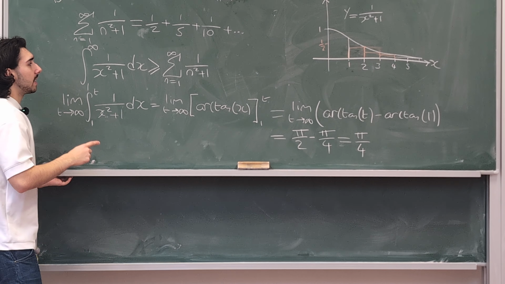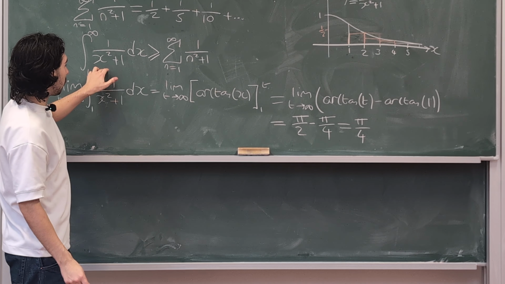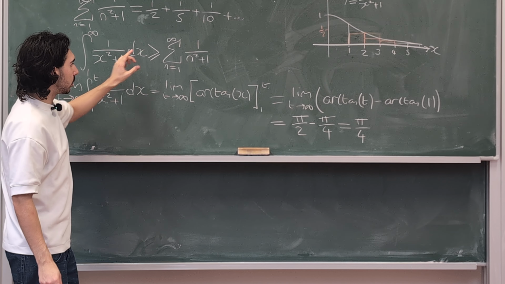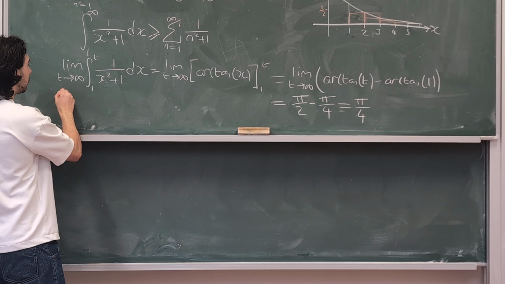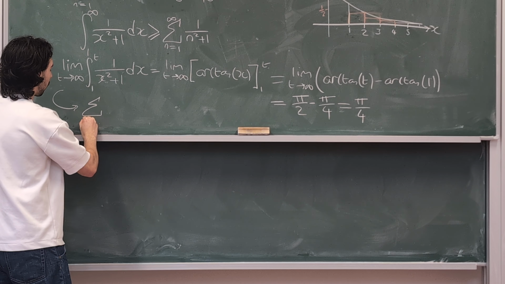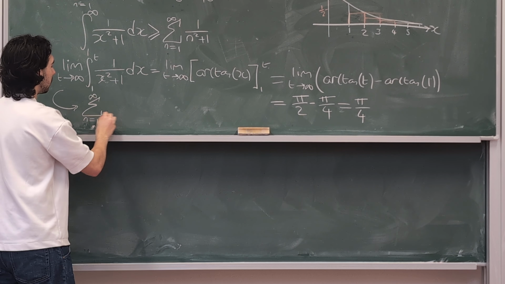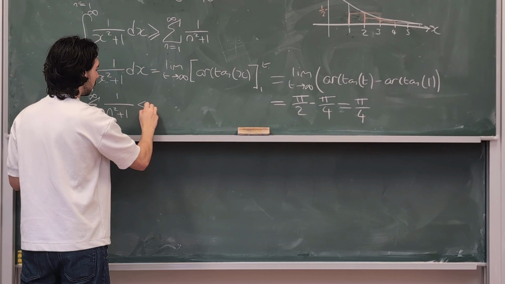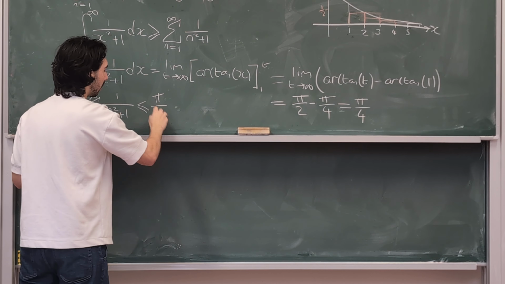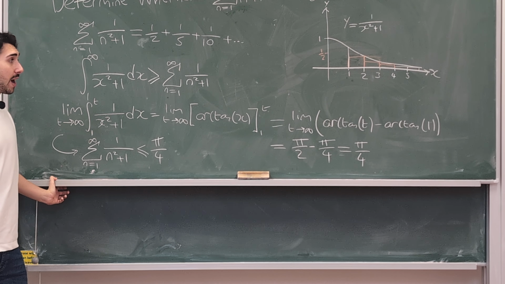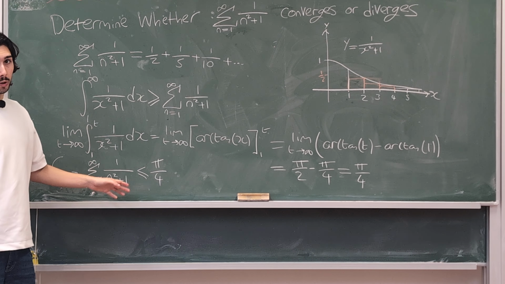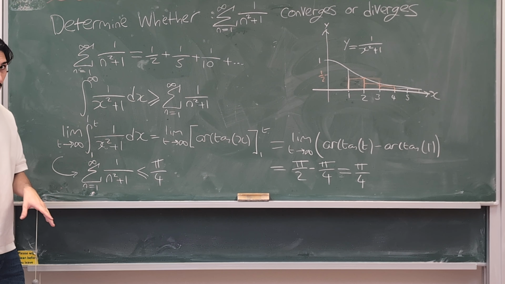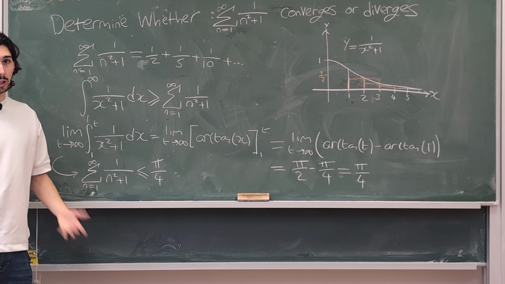So what we are saying is this integral, which is equal to pi over 4, is bigger than or equal to the sum. So in other words, the sum from n equals 1 to infinity of 1 over n squared plus 1 is less than or equal to pi over 4. Okay? Just to be really clear, that does not mean that it's equal to pi over 4. It's not equal to pi over 4, in fact. It's smaller than or equal to it. And in this specific case, it's just smaller than it.